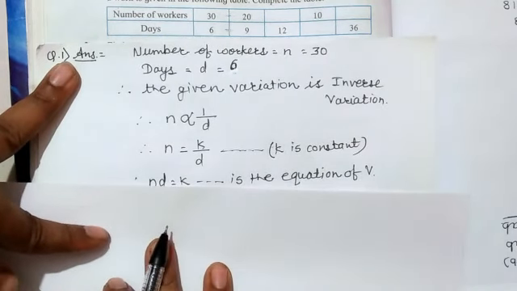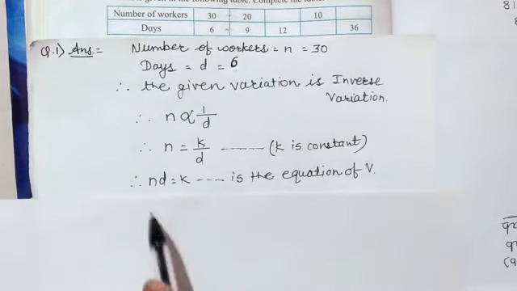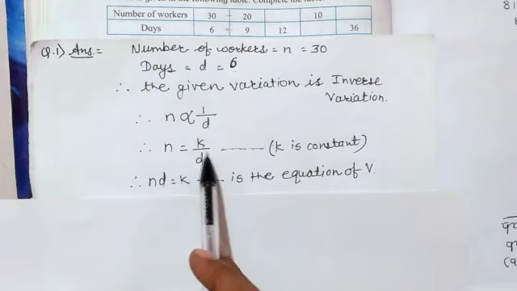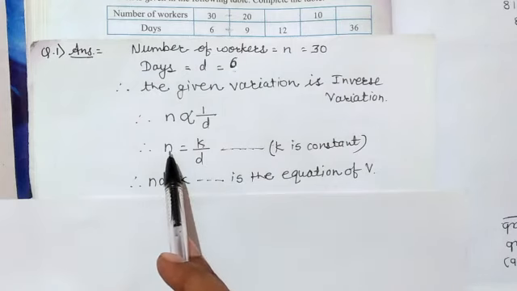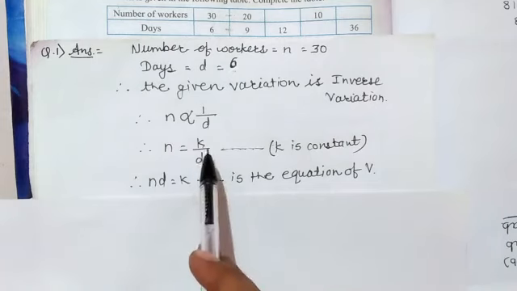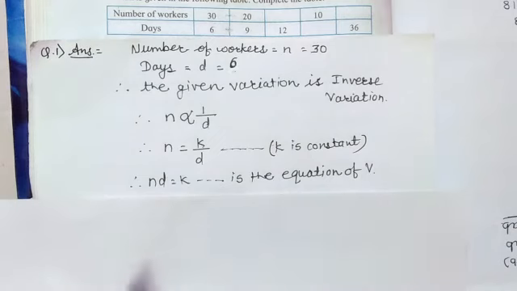Now students, we have to convert this into the equation format. How are we going to write that? Therefore, n, this d is dividing the k here. While going to the opposite side, it will be multiplied. So n into d, it means nd is equal to this remaining k. This is the equation for the inverse variation.